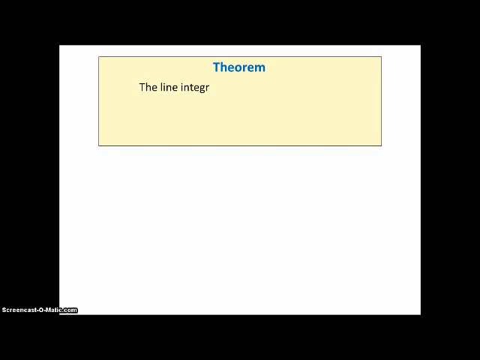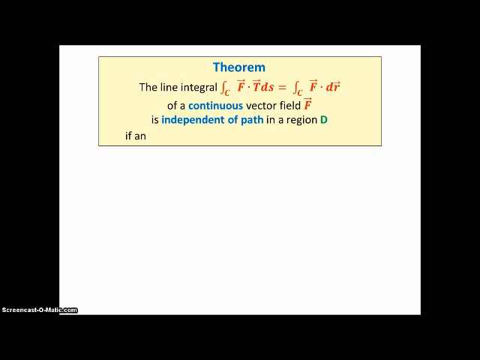So here's the theorem. The line integral of F dot T ds, which is equivalent to the line integral of F dot dr, as we've seen in a previous section, of a continuous vector field F is independent of path in a region D if and only if the force is a gradient vector for some function f on D. And so if the force is a gradient vector, then we know we have independence of path, and the gradient vector is a conservative force.